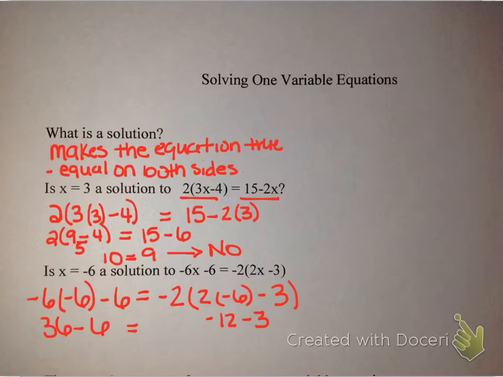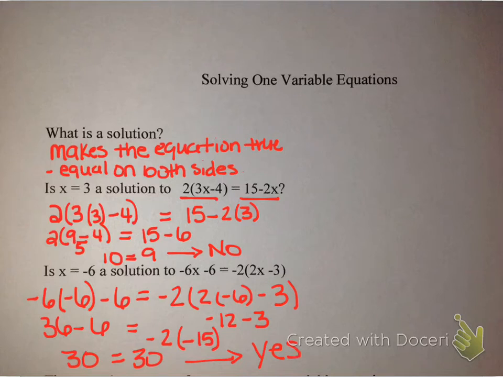If we remember our sign rules, which are going to be very important in solving equations, -12 and -3 we need to add together to make -15. Then -2 times -15 is 30, as well as 36 minus 6 is 30. So here we can see that this states that 30 equals 30. That is a true statement, so therefore -6 is the solution to this equation.